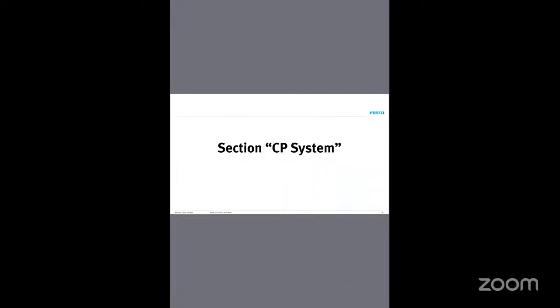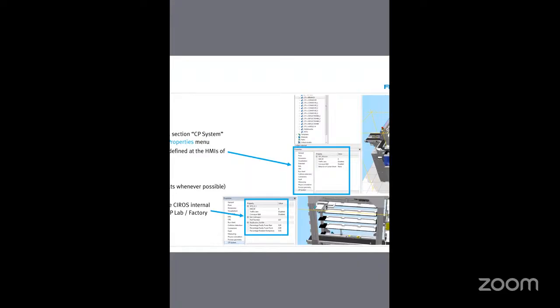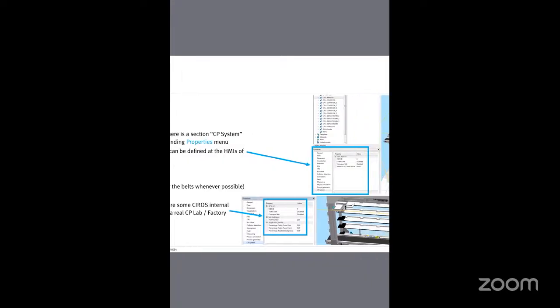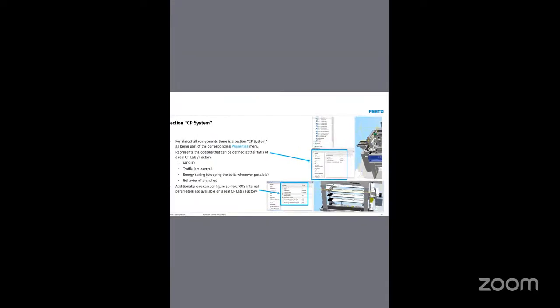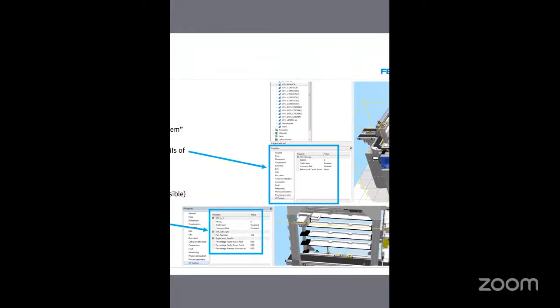Okay, so let's continue. Next is section CP system. So here we can configure different settings, such as, for example, MES ID. We can configure it in the properties. This is to identify the component.